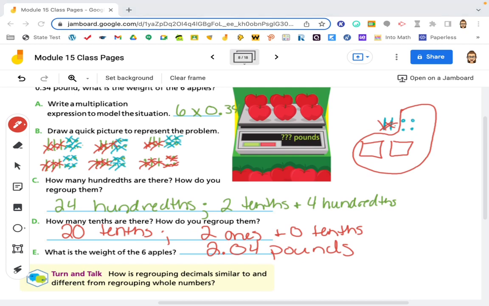That is all for today's lesson. Hopefully you're now able to represent the product of a decimal and a whole number using a visual model. And remember, in order to be a math person, all you have to do is be a person and do math.